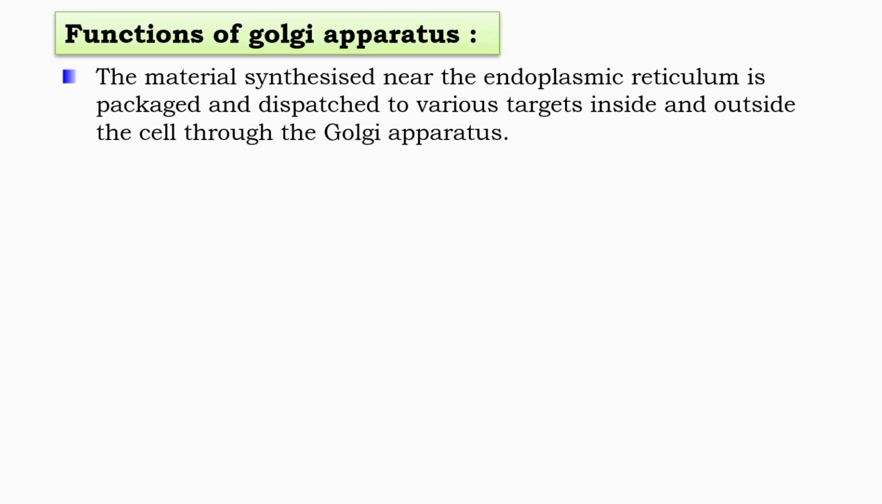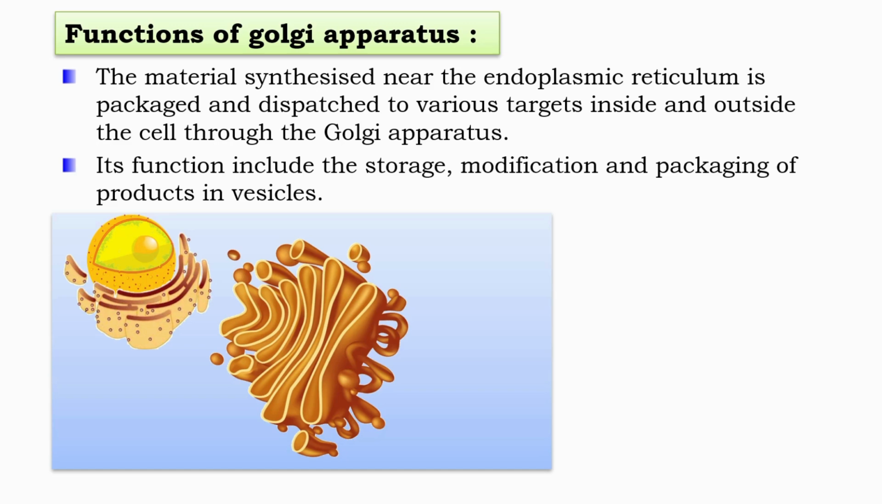Functions of Golgi apparatus. The material synthesized near the endoplasmic reticulum is packaged and dispatched to various targets inside and outside the cell through the Golgi apparatus. Its functions include the storage, modification, and packaging of products in vesicles.